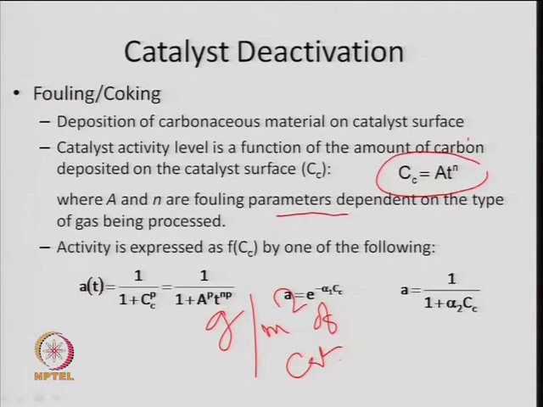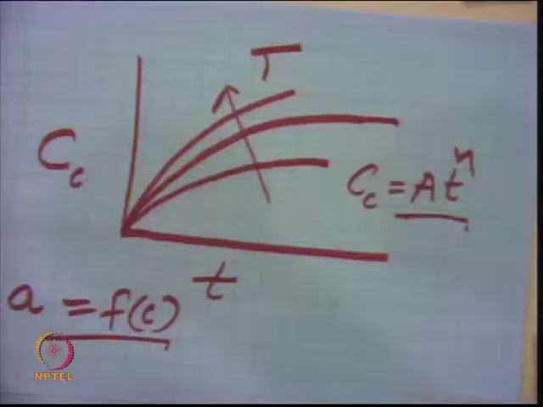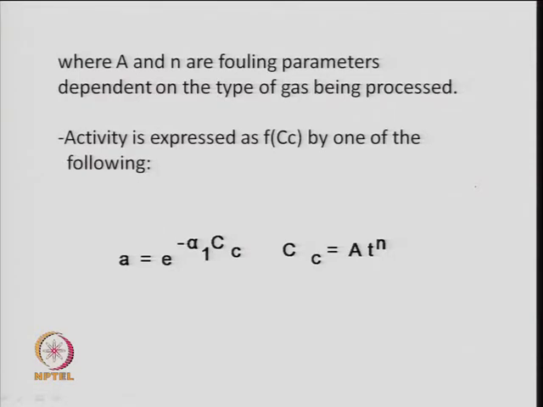One needs to do experiments like this at different conditions of temperature and measure the carbon deposited on the catalyst with respect to time. Carbon deposited on the catalyst can be determined by TGA. One can determine the carbon and then correlate expressions like this and report the activity in terms of the concentration of carbon deposited on the catalyst. Activity will drop continuously like this. This activity function can be added to the main reaction rate and then the design can be done.